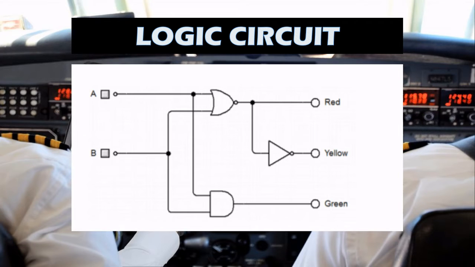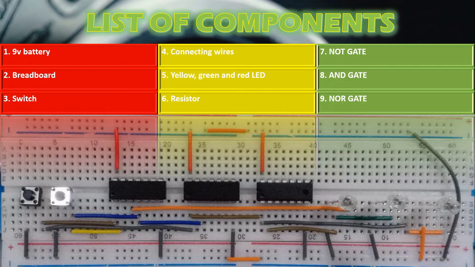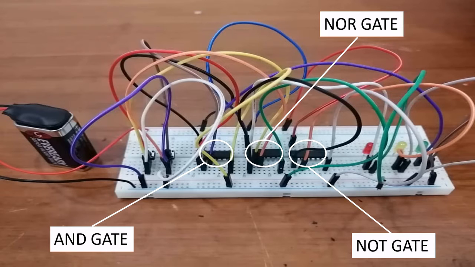So, this is the logic circuit for the truth table shown before, and we will use it as our prototype. Next, the list of components we use in this project are 9-volt battery, breadboard, switch, connecting wires, 3 color LED, resistor, and 3 different logic gates. From the picture of our circuit, the logic gates are arranged in the order of AND gate, NOR gate, and NOT gate, from left to right.